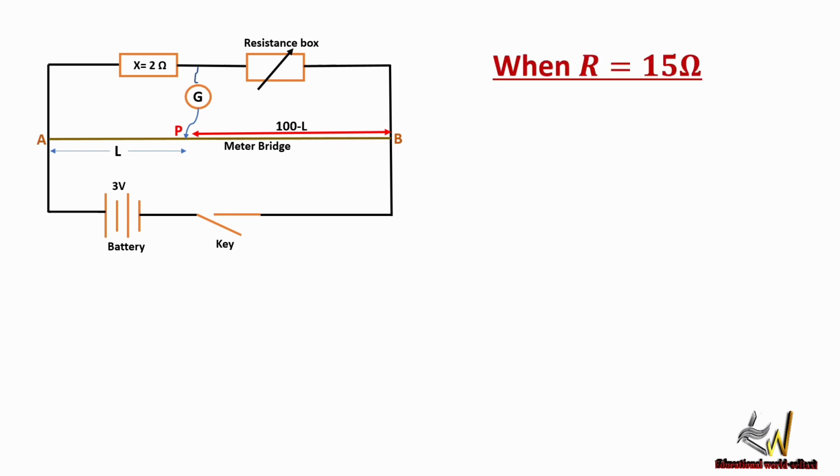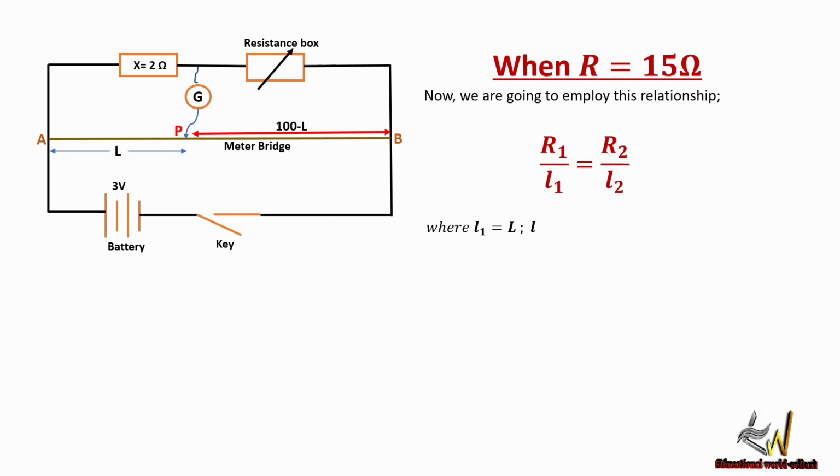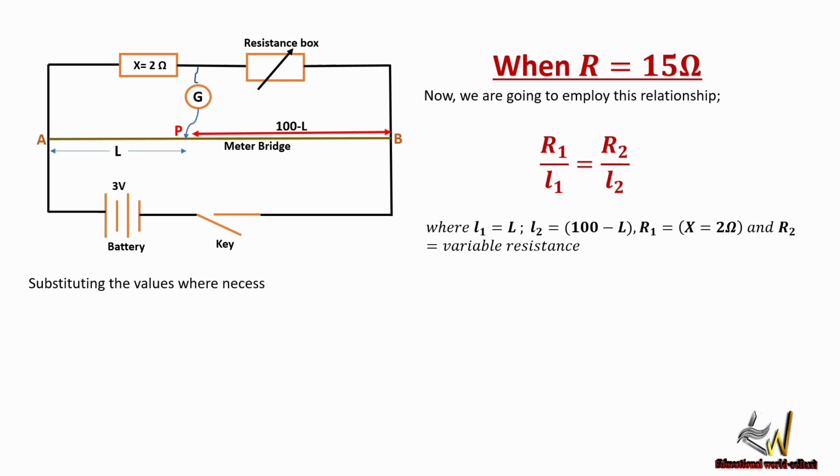Now finally, when R is equal to 15 ohms, still using the same trend and the same relationship, R1 over L1 is equal to R2 over L2. By now you already know what R1 and R2 mean, and what L1 and L2 stand for. So we are now going to substitute the values we have into the relationship above.